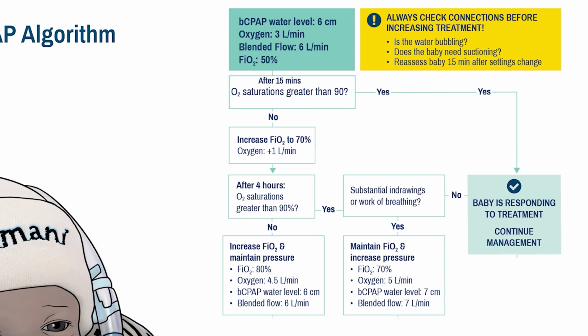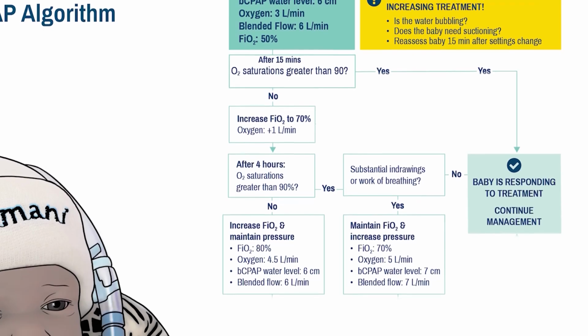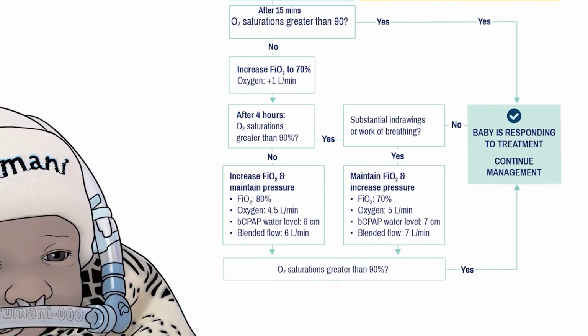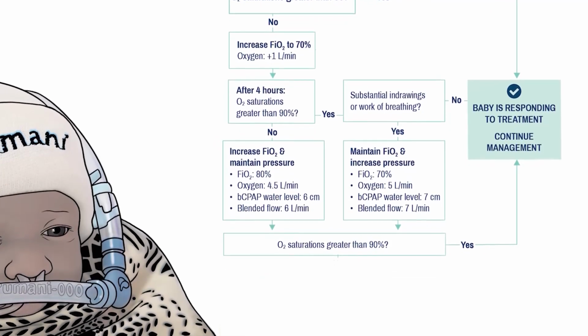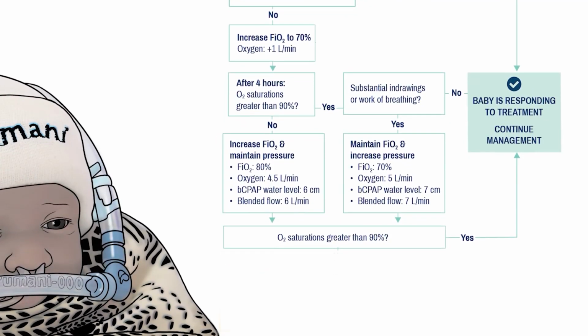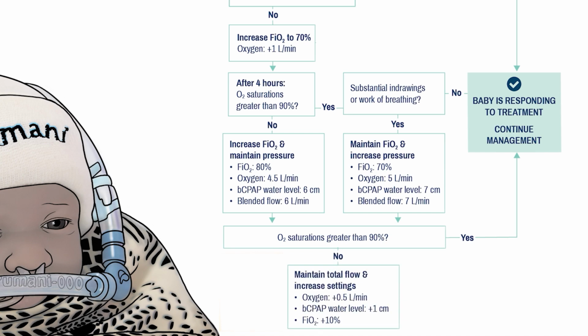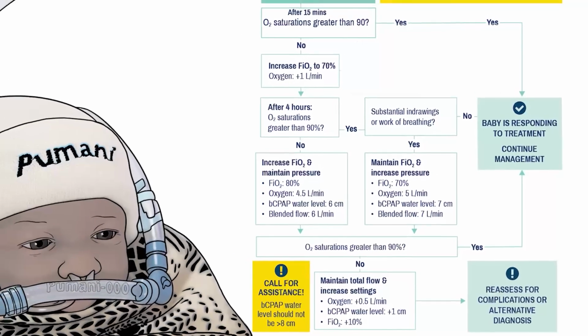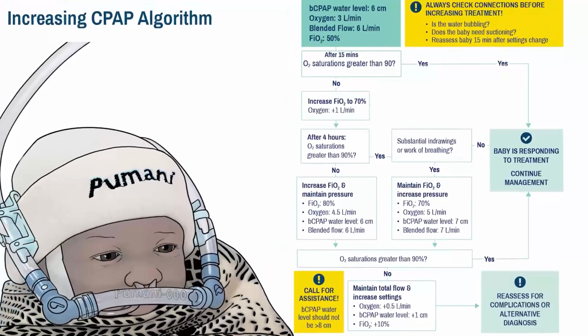Your baby should now have saturation levels above 90%. These need to be checked at all subsequent monitoring times. If levels drop, then treatment can be increased to the maximum amount of 90% FiO2 and a centimeter of water can be added to the bottle. If this does not improve oxygen saturation, then you need to call once again for assistance from a senior member of the team. The water level in the bottle should not be increased above 8 centimeters of pressure.